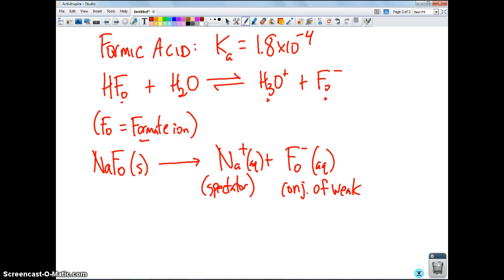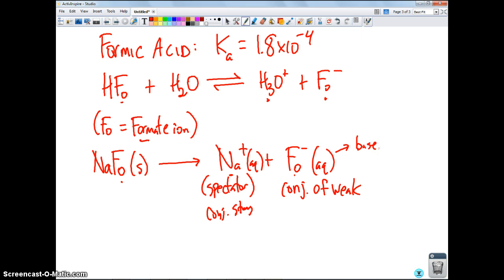So what would happen then if I were to take sodium formate? This salt, sodium formate, is going to be dissociated in solution. As it dissociates, the sodium ions are going to be spectators. Why? Because they're the conjugate of a strong base. And the formate ion is the conjugate of this weak acid, so this thing is going to act like a base.